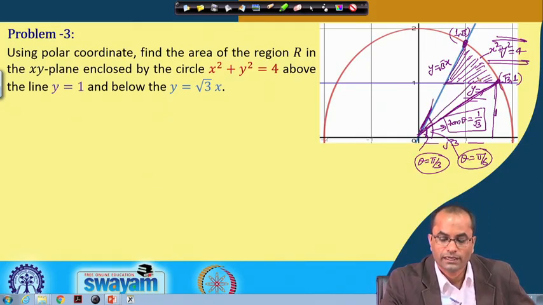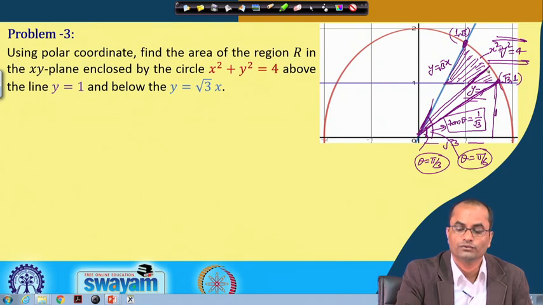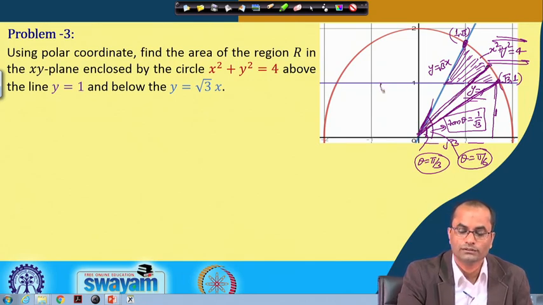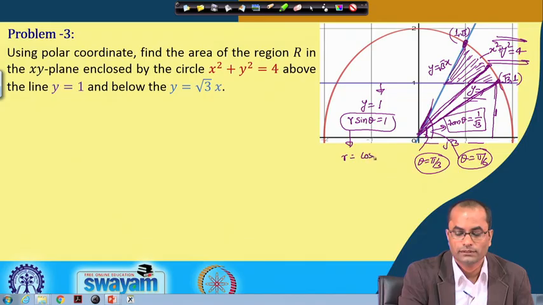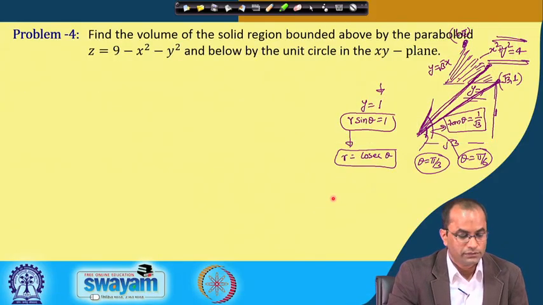And for r we are going from this line to the circle. The equation of this circle is r is equal to 2, and from this line, the equation of the line is y is equal to 1. If we put r sin theta is equal to 1, from here we can get r. So, r is cosec theta. So, we now have everything ready to compute.